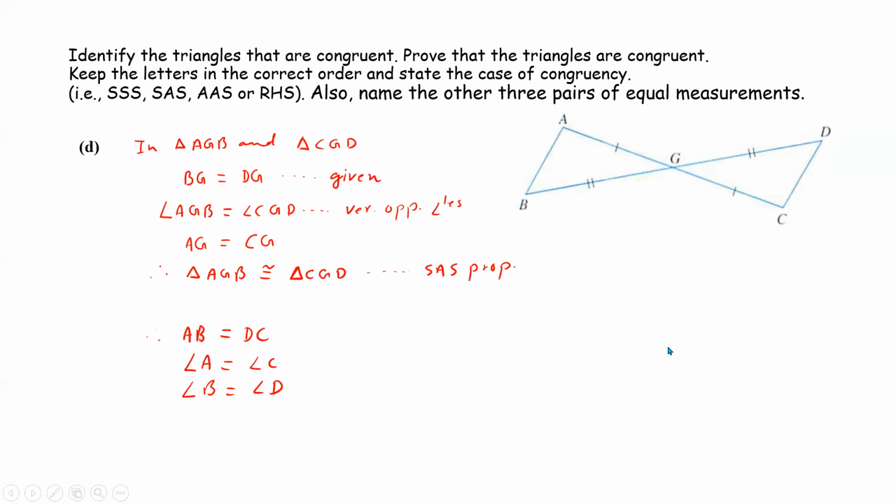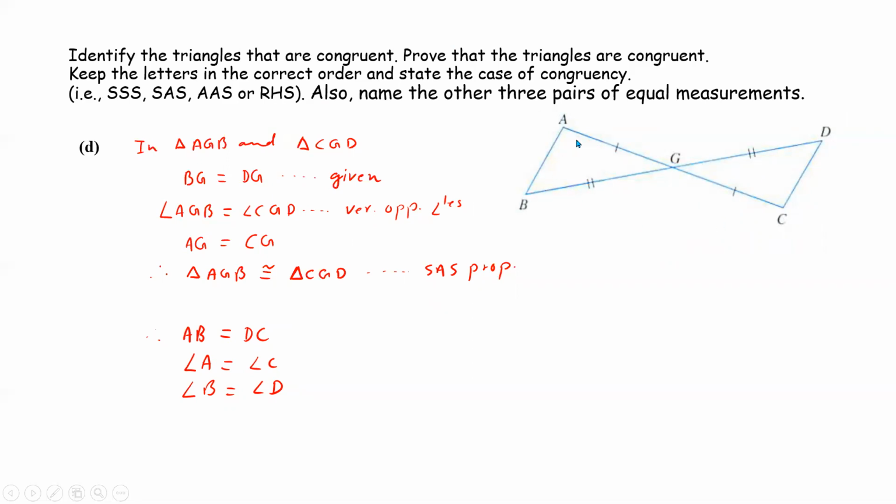Again, in this question, we have the two sides given equal, AG equals GC and BG equals DG, and the vertically opposite angle AGB equals CGD. So in this case, it's the side angle side property, and the other three pairs of equal measurements will be AB, which was not given, but once you prove those two triangles are congruent, you can just say that AB is equal to CD.